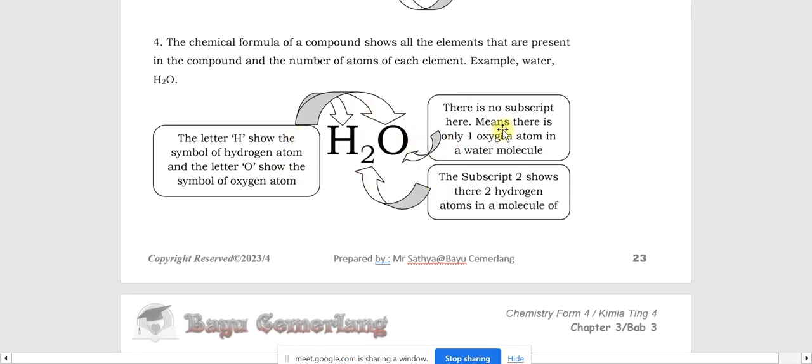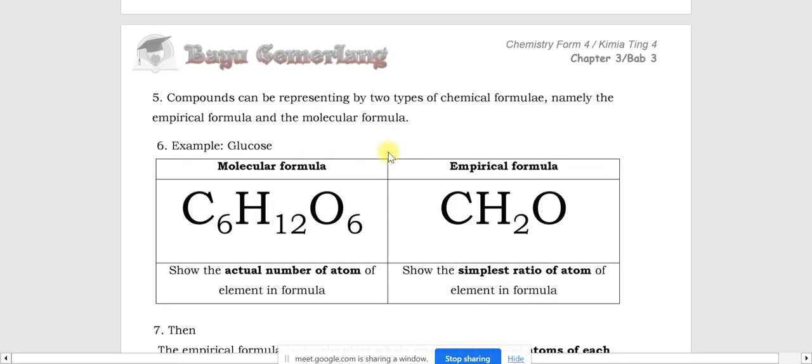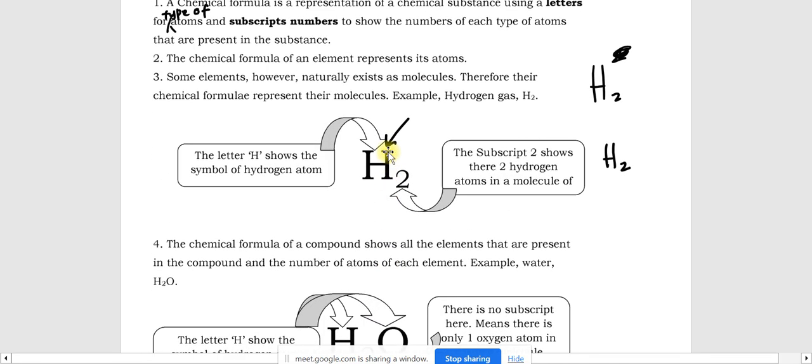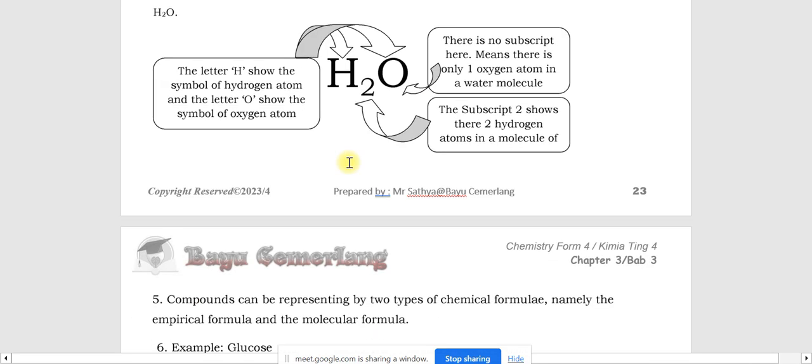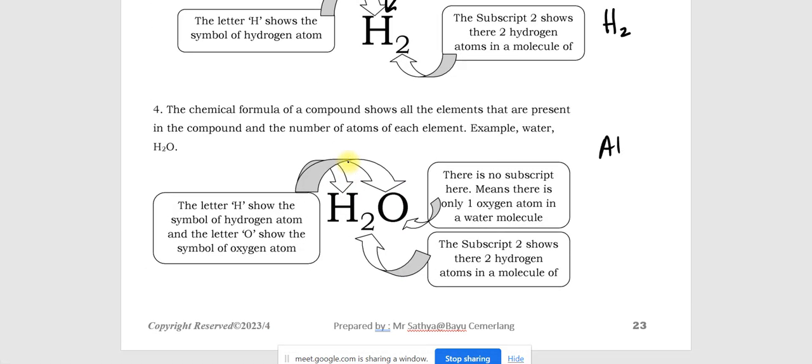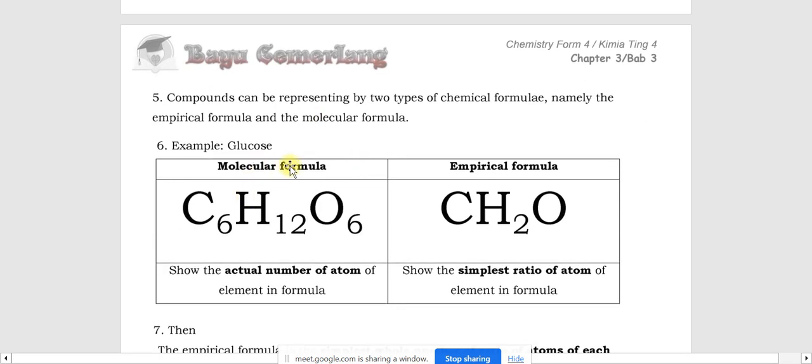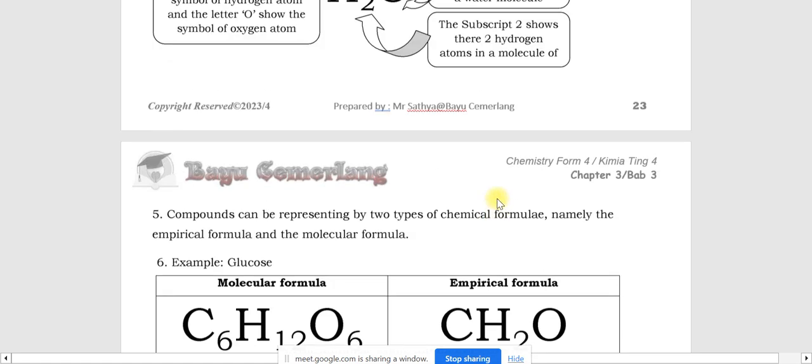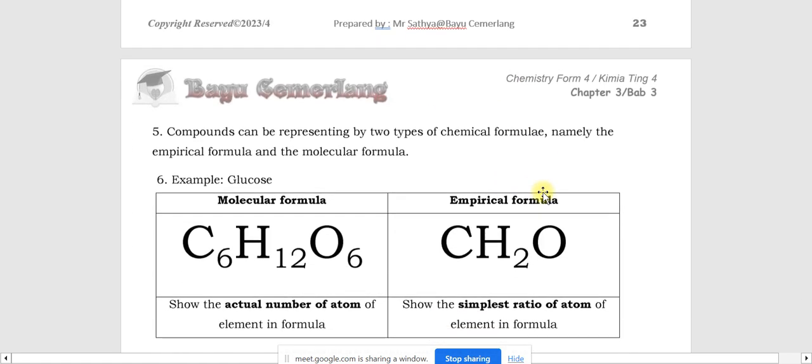Okay, for water we have hydrogen and oxygen. You can see the letters and then you can know the formula already. 2 hydrogen atoms and 1 oxygen atom means it's water. Okay, right? You all understand? Everything we write like this is a formula. Now, for example, aluminium oxide, how do we write the formula? There is the molecular formula and the empirical formula. To understand molecular formula and empirical formula, it's like this.